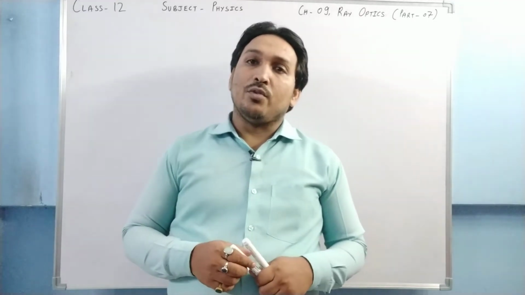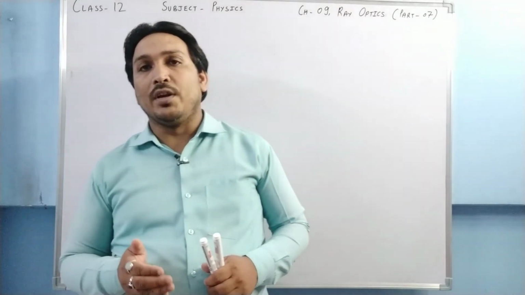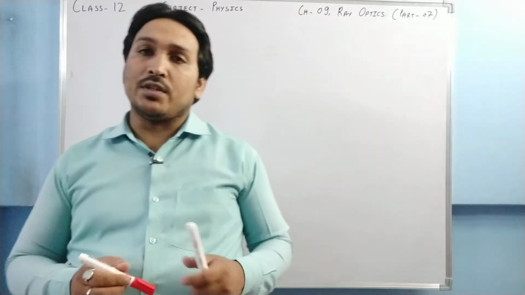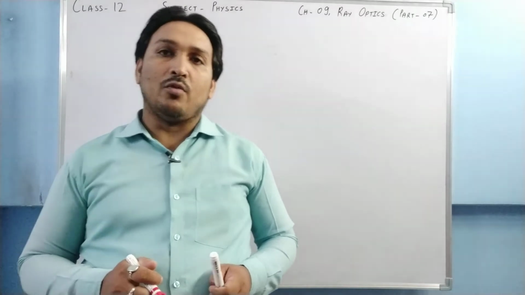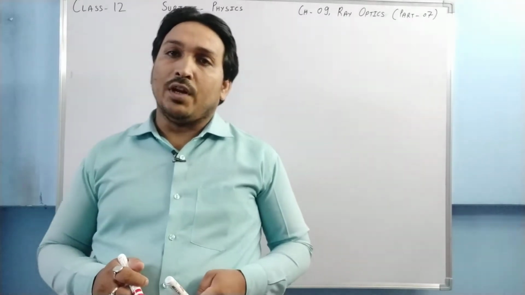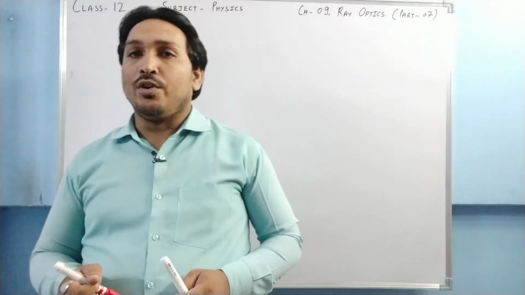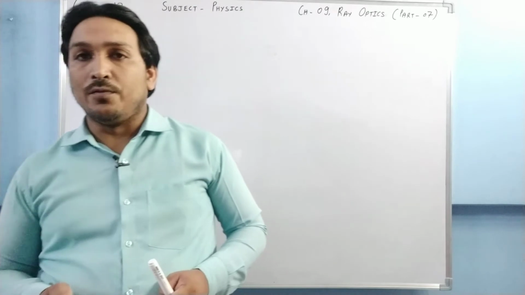Now coming back to our study, we are doing chapter number 9, ray optics. In the last video lecture, we discussed total internal reflection, but we have not solved any numerical on the basics of TIR. So today we are going to solve some numericals, and if possible, I am going to introduce refraction through a spherical surface also. So let us solve the first numerical.